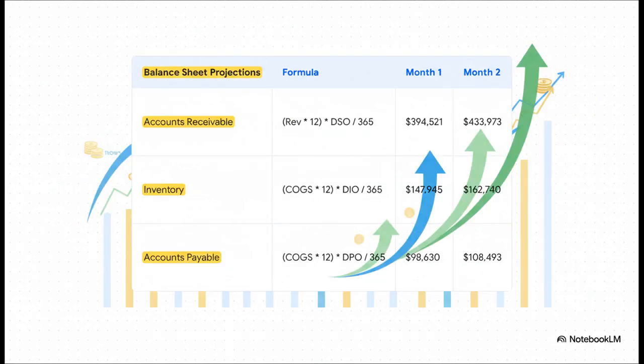Okay, so now we just plug our assumptions into those formulas we just learned, and look what happens. Even though our ratios, like our 60-day DSO, stayed constant, our actual dollar balances did not. Because our revenue and costs are growing, the amount of money in accounts receivable, inventory, and accounts payable all go up from month 1 to month 2.